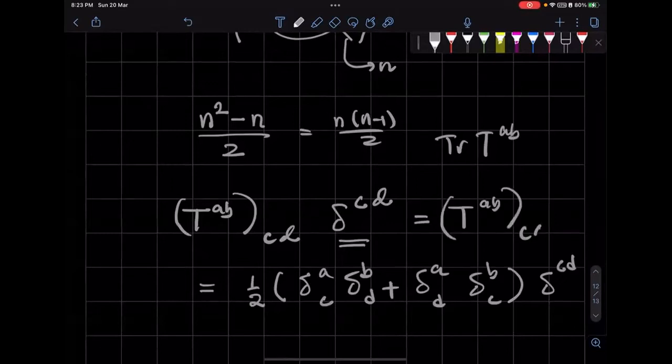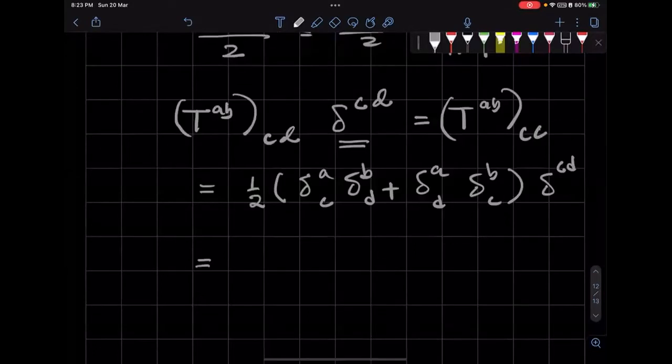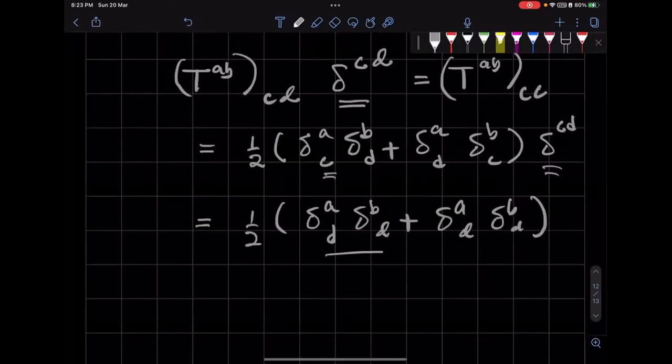So and that is what we call the trace. And now if you do this, because of this guy, wherever you have C, it becomes replaced by a D. So we have half delta AD, and the delta BD plus delta AD delta BD.